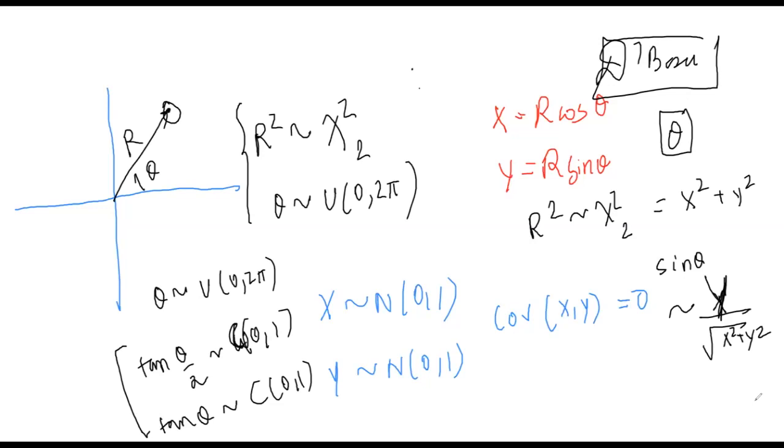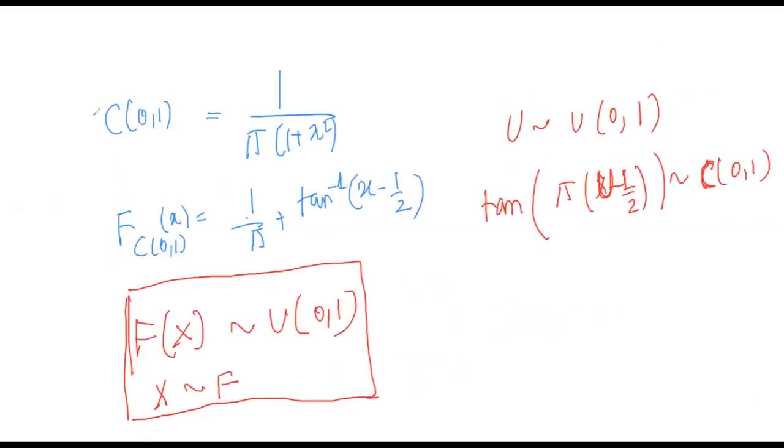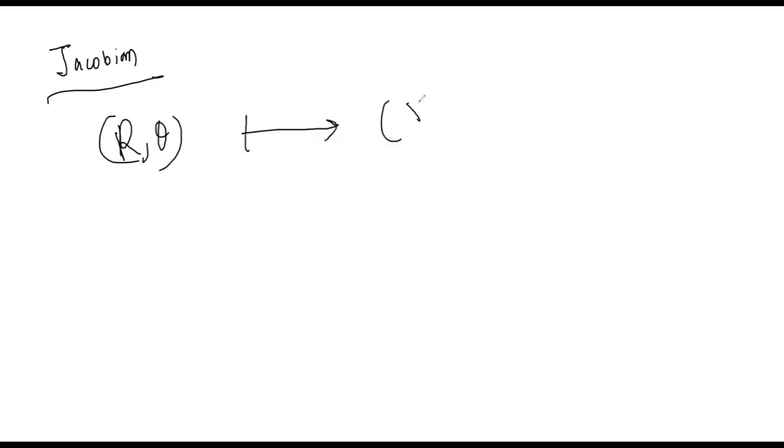Let's revise Jacobian first. What is Jacobian? Essentially we are trying to go from r comma theta to x comma y. Now observe, remember I told you it's a bijective, one-to-one relationship. Otherwise, we cannot really use Jacobian. There's a mathematical significance behind it, and a geometrical significance behind Jacobian.